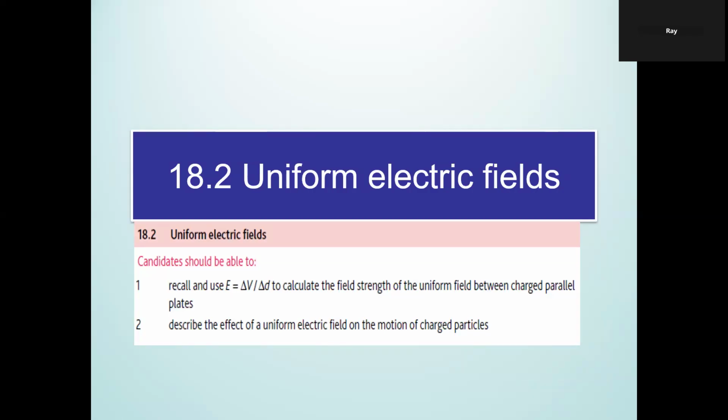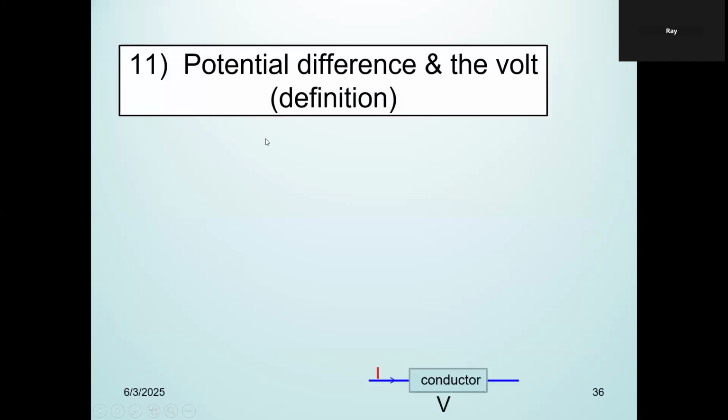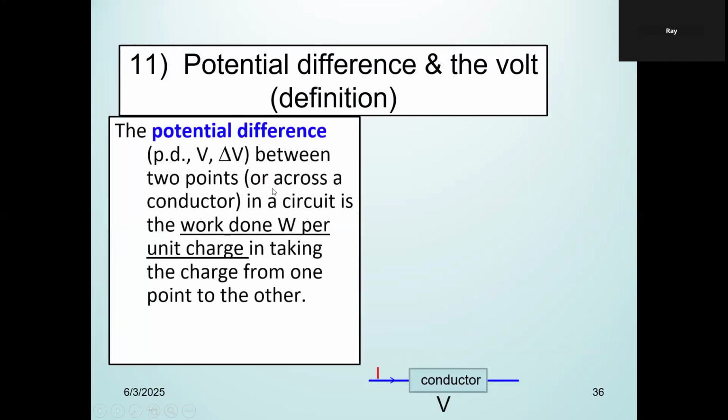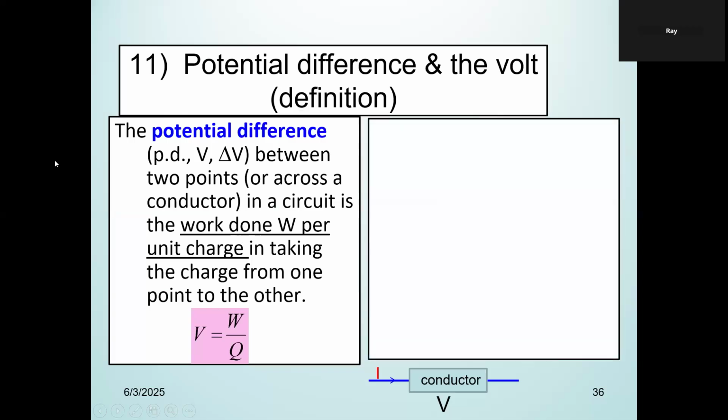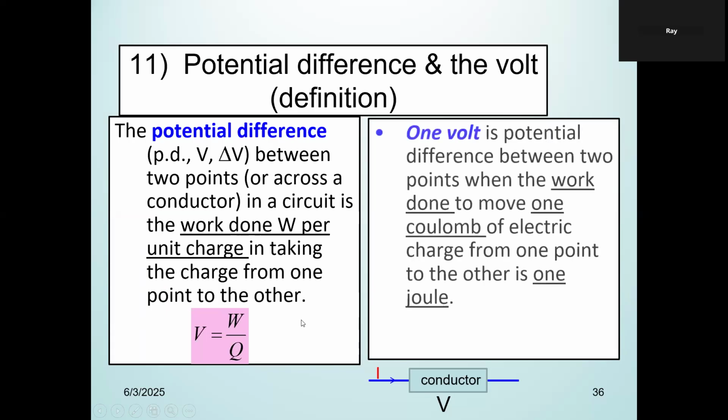18.2, uniform electric field. You're supposed to recall and use this formula. Calculate the electric field strength of a uniform field between charged parallel plates. Describe the effect of a uniform field on the motion of a charged particle. It's a review of your AS work. They won't ask you, but you need to remember and know how to use it. That's the definition of potential difference: work done divided by charge. That's the definition for 1 volt.